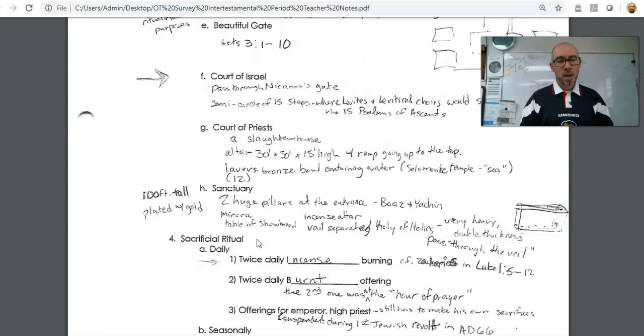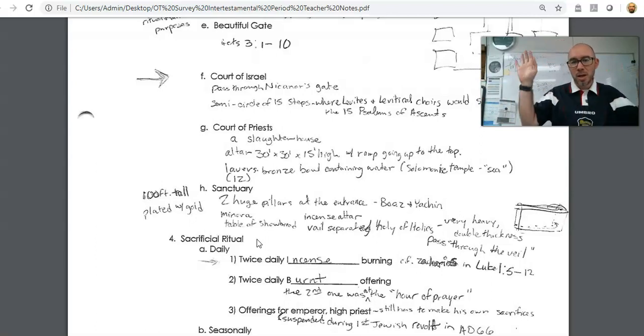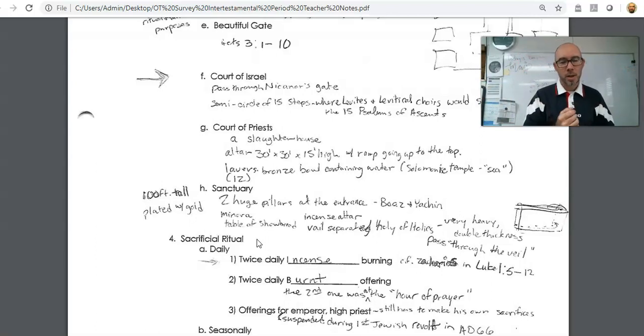There's also a veil that separates the Holy of Holies, a very heavy, double thick veil that you would then pass through, which means you lift up one side, you enter it, and then you pass between the veils, and then you open up the other side so that nobody could possibly see in. Think of it like a big stage veil.